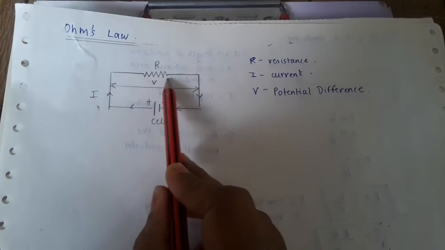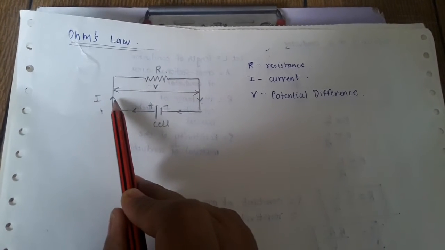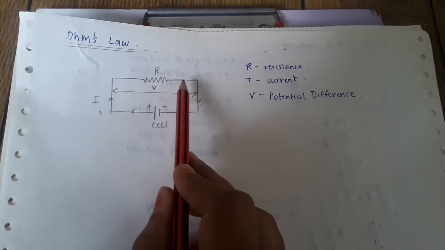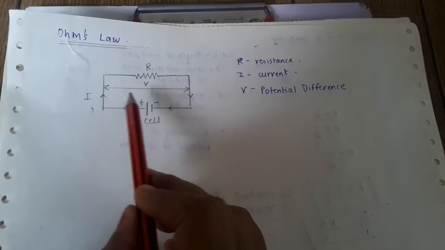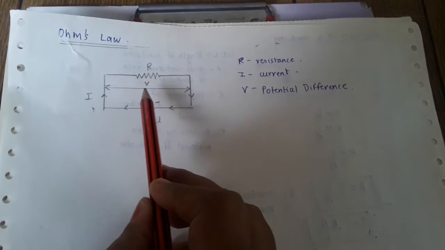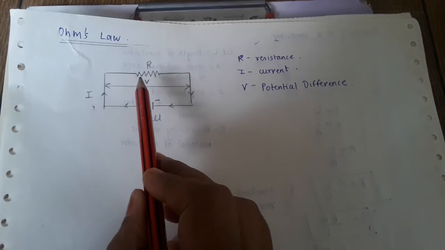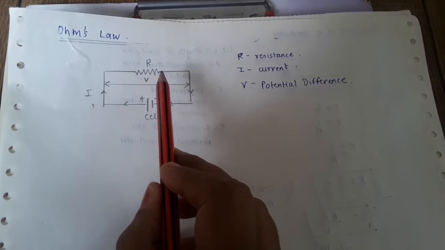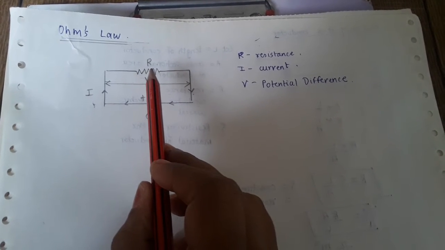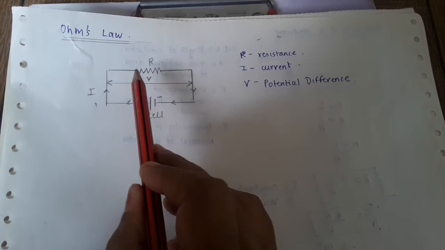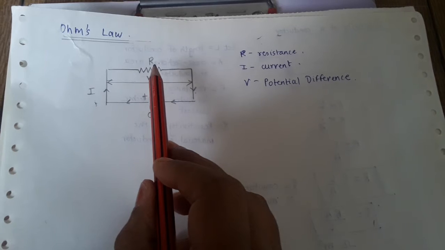See, this is a conductor or a resistance. Electric current I is flowing through the conductor, and a voltage of V volts is applied across this conductor, across this resistance. A conductor will have a resistance R. What is R? R is the resistance of the conductor. This is the conductor, R is the symbol, and R is the resistance of the conductor.